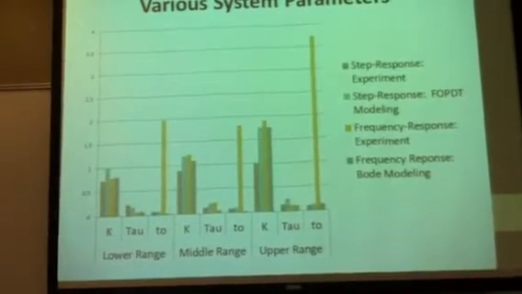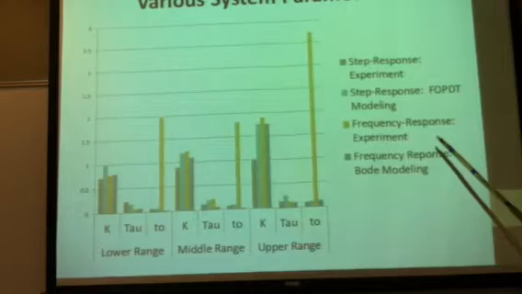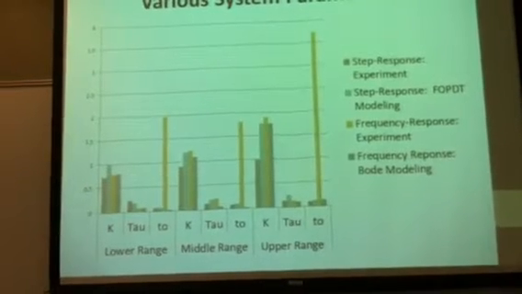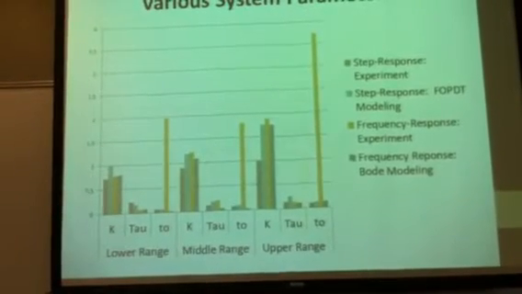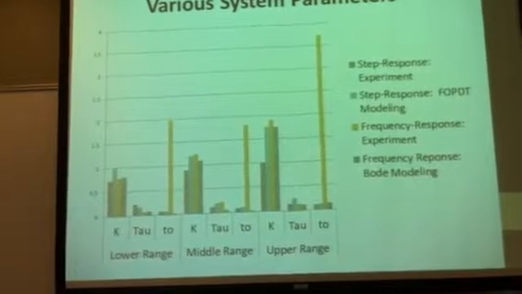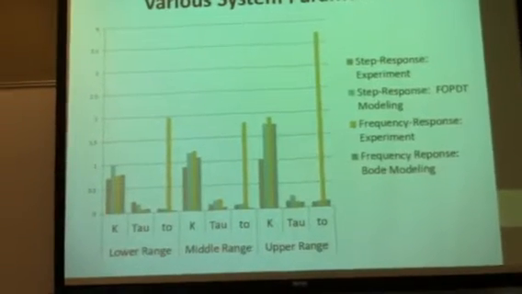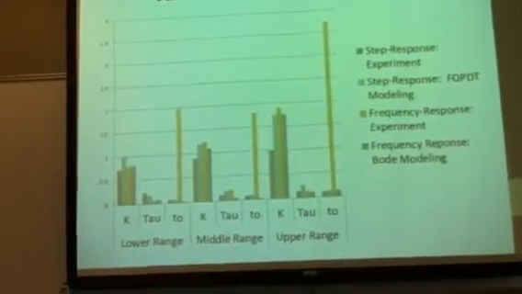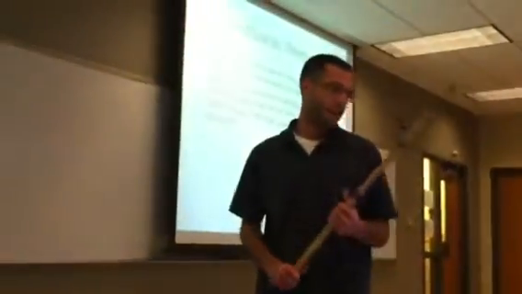The most pertinent one is going to be the frequency response we did from the Bode modeling, which gives us our best parameters for our system, and that's what we're going to be using. That's what we used for our root locus plotting. That's what we're going to be using from here forward for our system parameters.